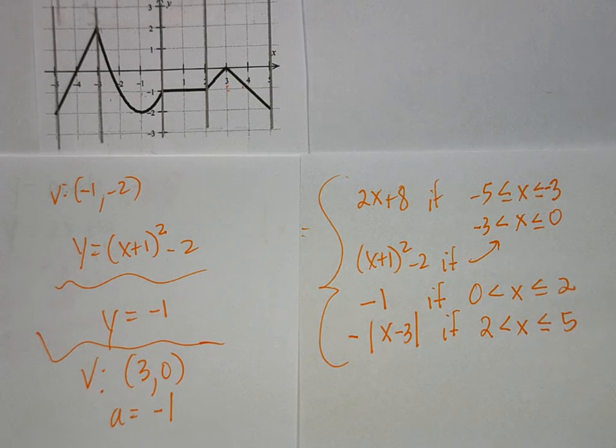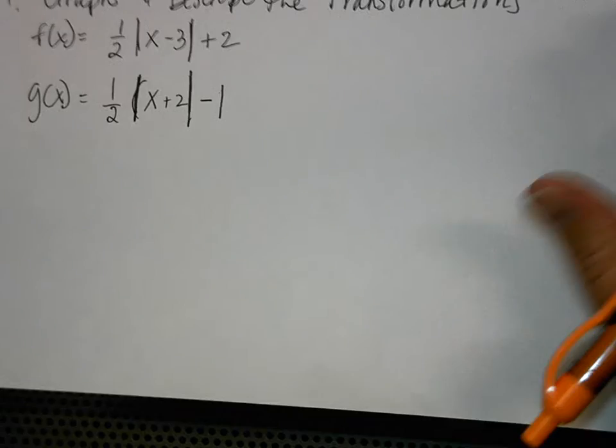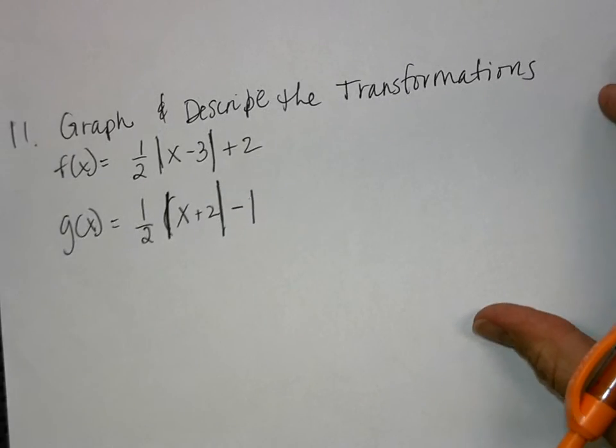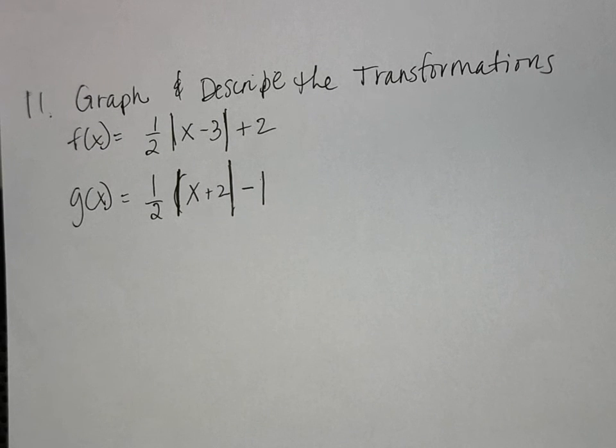All right, there's one last problem I have, and this was similar to another problem we went over earlier, but I want you to make the two graphs, label f of x and g of x, and then describe the transformation. I'm only giving you 1 minute because we have 3 minutes so we're out.